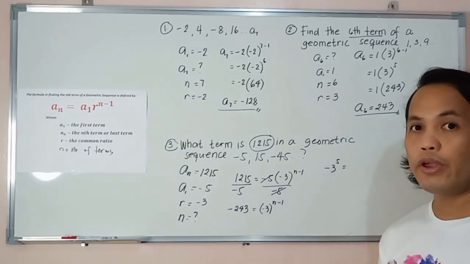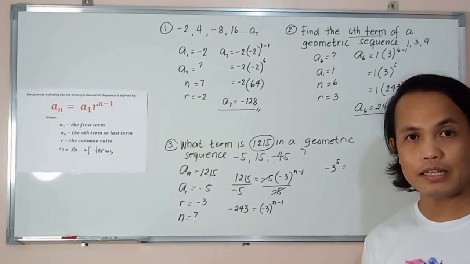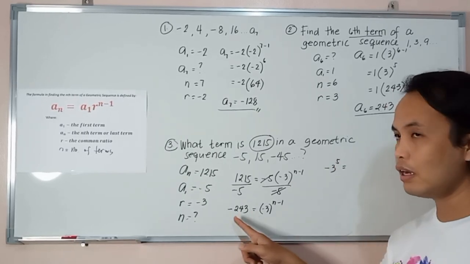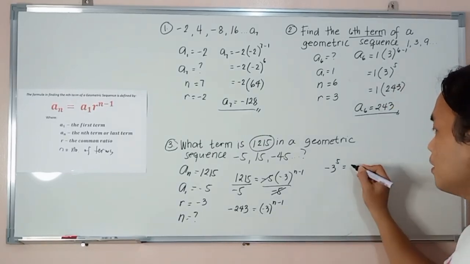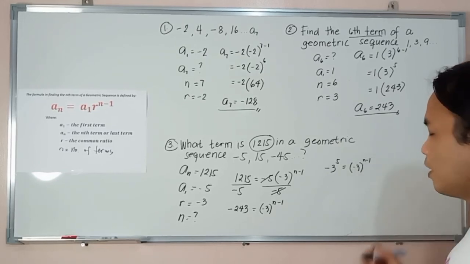That means we are going to multiply negative 3 five times. That means negative 3 times negative 3 times negative 3 times negative 3 times negative 3, that is 5 times. That would give us negative 243. Then we simply copy the right side of the equation, which is negative 3 raised to n minus 1.